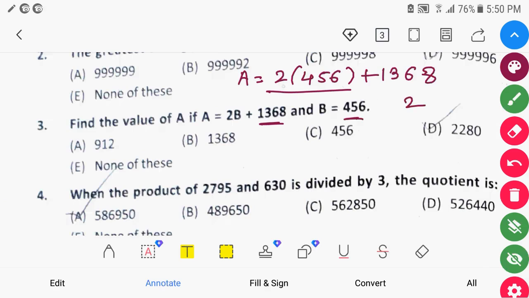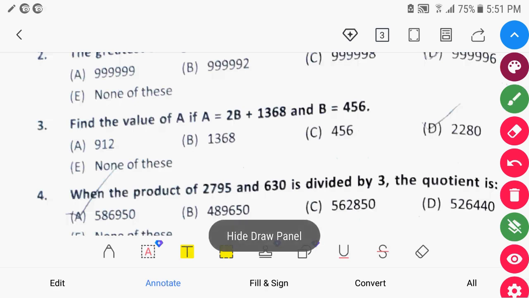2 sixes are 12, 1 will be carried forward. 2 fives are 10 plus 1, 11. 1 will be carried forward. 2 fours are 8 plus 1, 9. 912 plus 1368. 8 plus 2, 10. 1 will be carried forward. This becomes 8, and 13 plus 9 is equal to 22. So 2280 is the value of A. So this is the way you have to solve the sum.